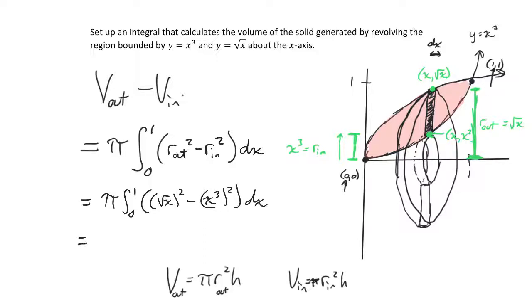And one last simplification. I said we weren't going to solve these integrals, but I'll get it set up so you're kind of ready to. The square root of x squared is x, minus x cubed squared is x to the 6th. Okay, so that would be the volume. We can use ordinary integration techniques in order to evaluate that integral.